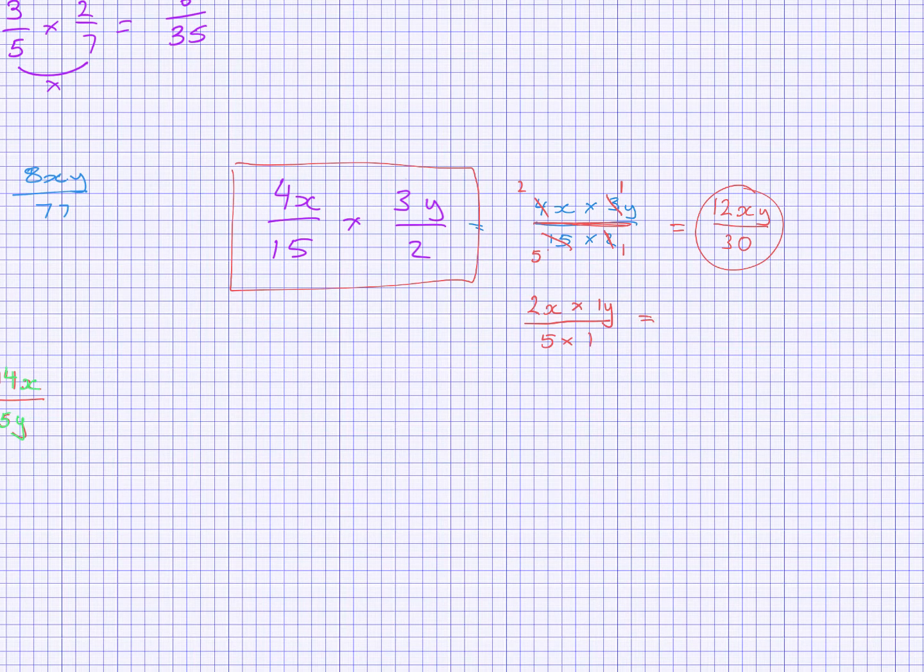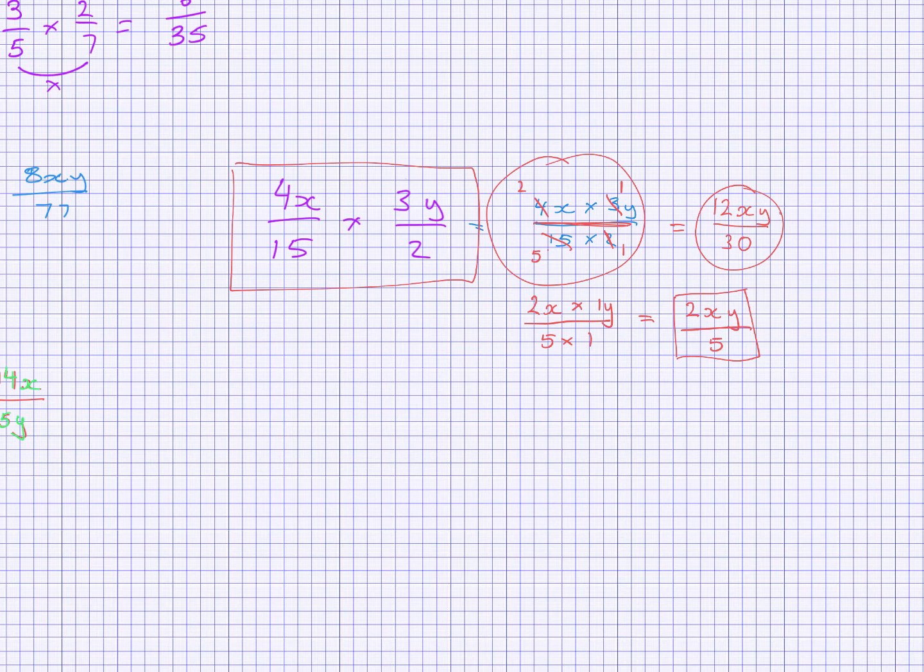Now this is going to give me 2 times 1 is 2, xy is just xy, and 5 times 1 is 5. So my answer has been simplified already because I cancelled out, or simplified, at the very start. And I'm allowed to do that.